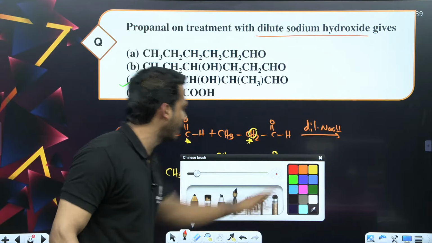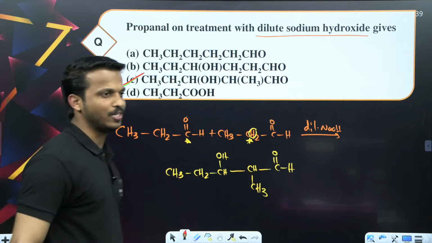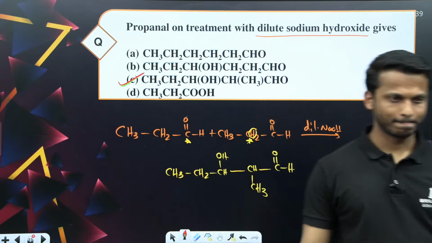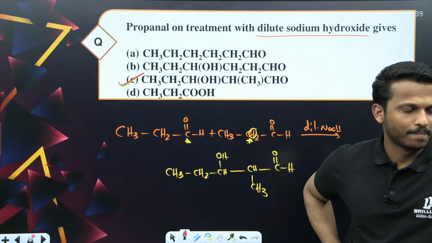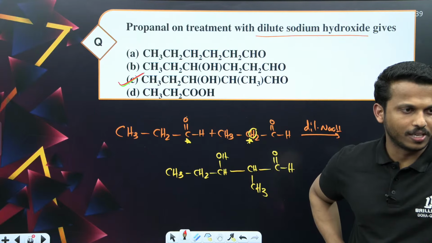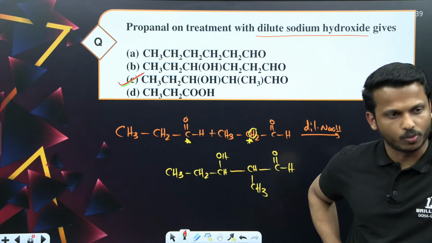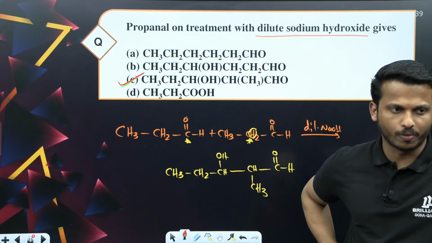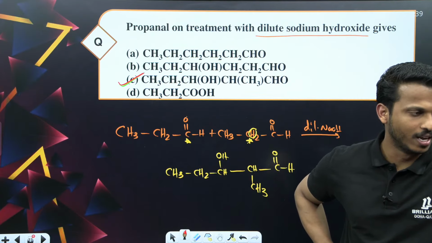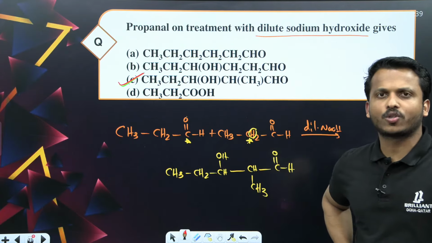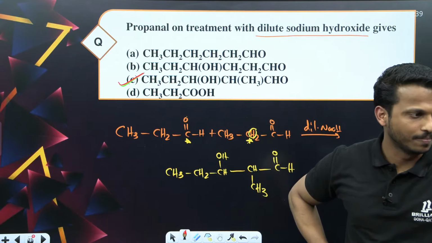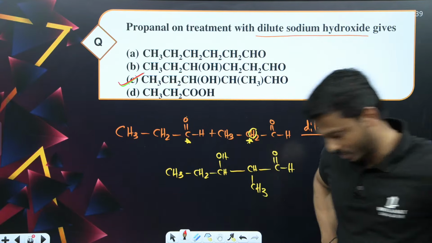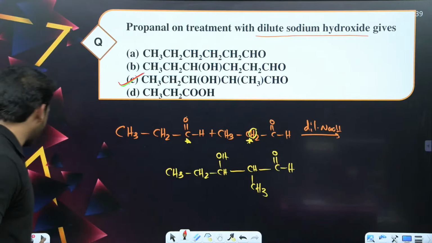Can you please cross check it, dear all? Option C, CH3, CH2, CH on which one OH is there, another CH on which one CH3 is there, then CHO is there. My dear students, can you please cross check and tell me whether it is correct or not, then I can proceed to the next question. Yes, correct, right? Okay, let's go for the next question.